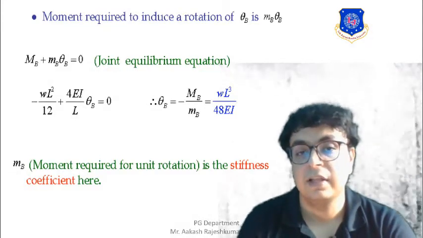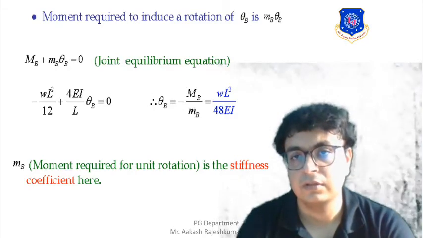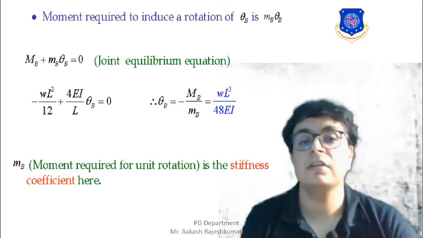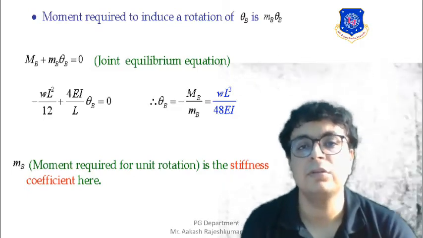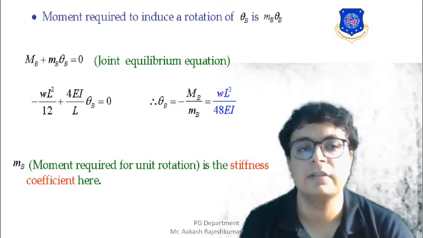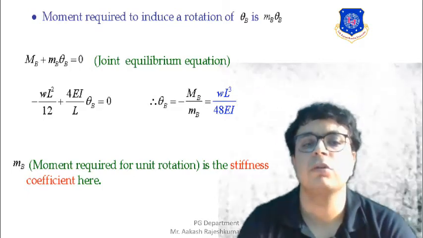In this way, after fixing the fixed end or releasing the hinged end, the following condition will be obtained. Ultimately, we will be inducing the rotation theta B, and MB plus m small mb theta b is equal to 0, which means our joint will be in equilibrium.